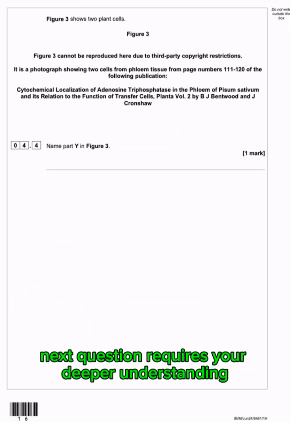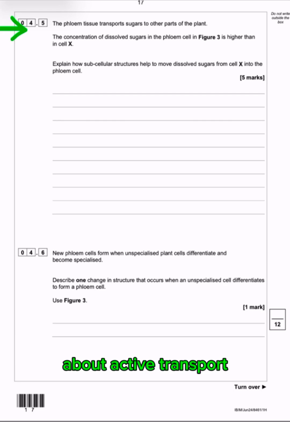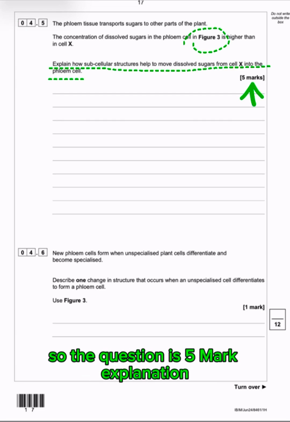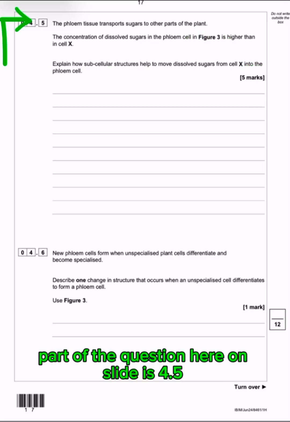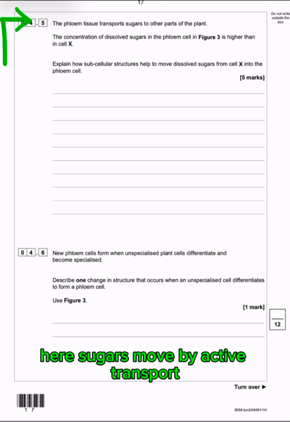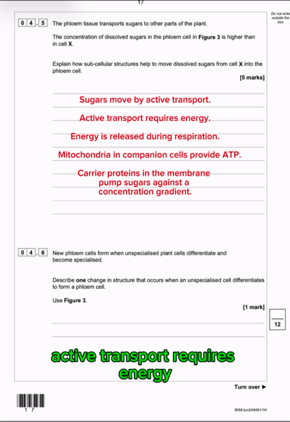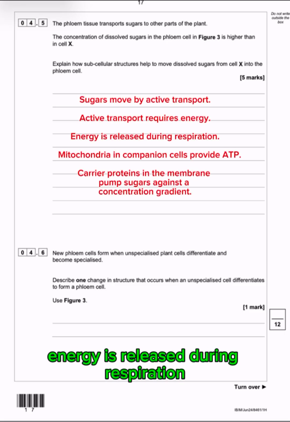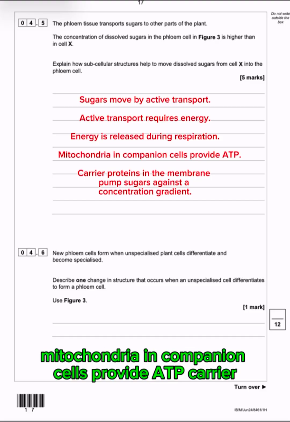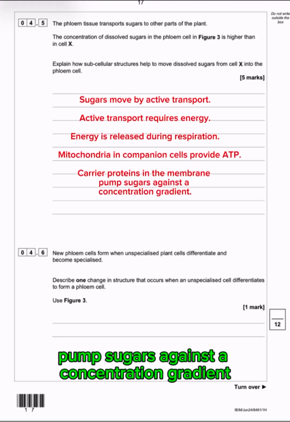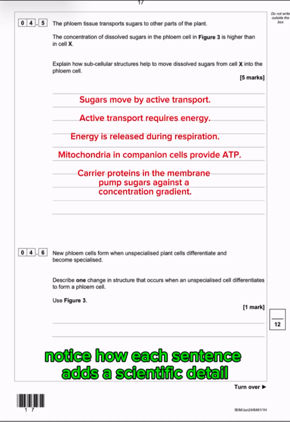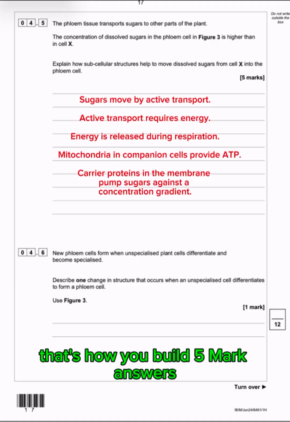The next question requires a deeper understanding of active transport, and AQA uses command words such as explain the processes. This is part 4.5, a 5 mark explanation. Sugars move by active transport. Active transport requires energy. Energy is released during respiration. Mitochondria in companion cells provide ATP. Carrier proteins in the membrane pump sugars against a concentration gradient. Notice how each sentence adds a scientific detail. That's how you build 5 mark answers.